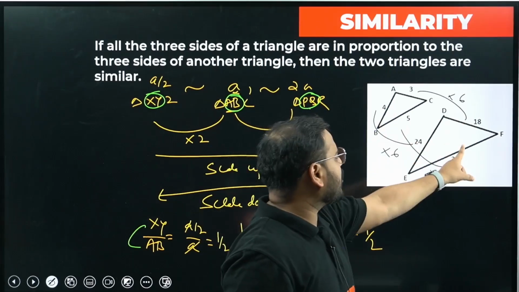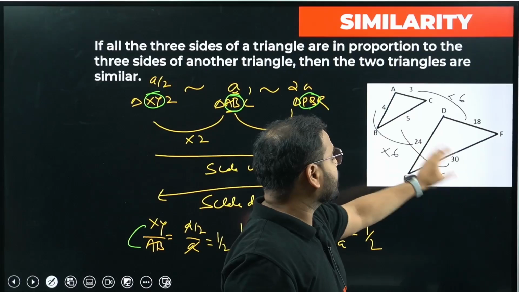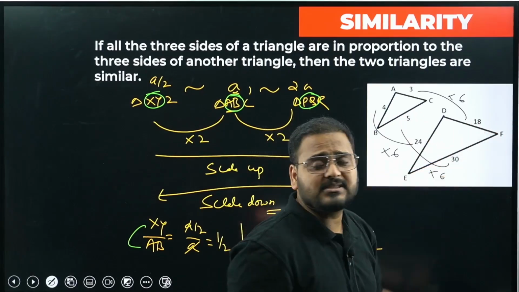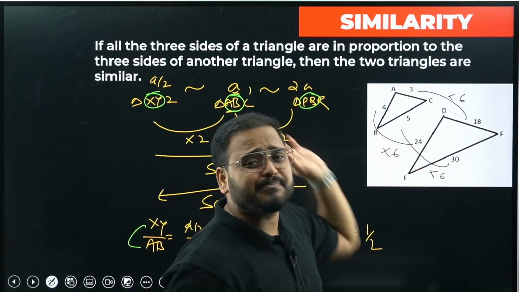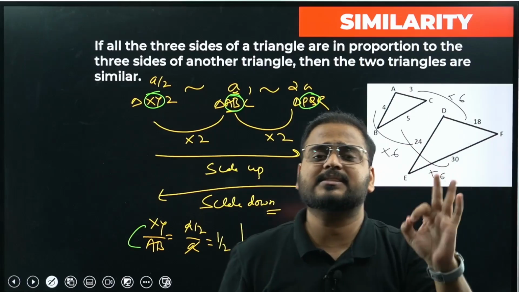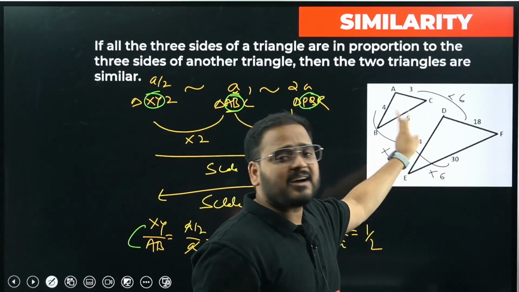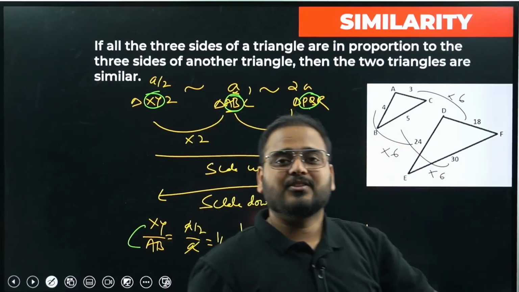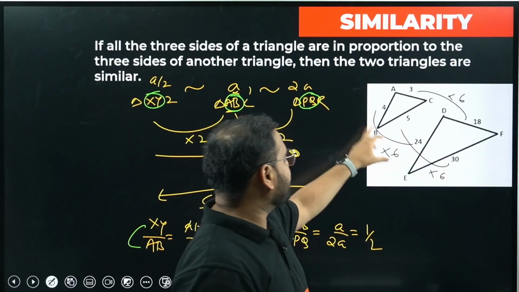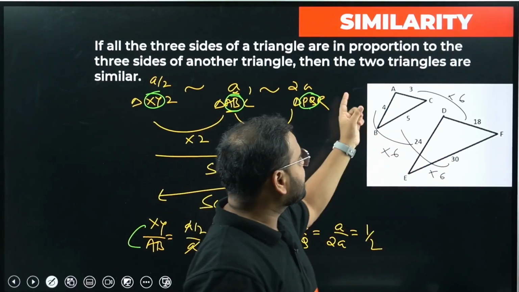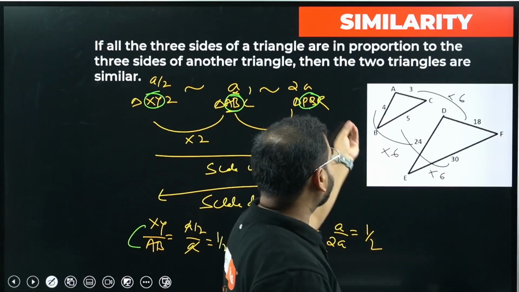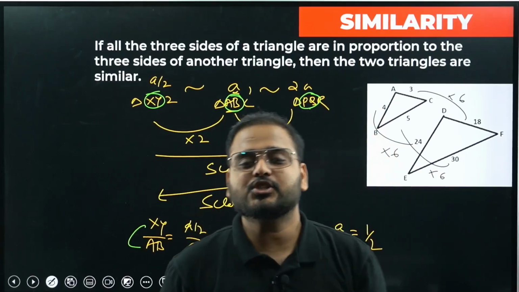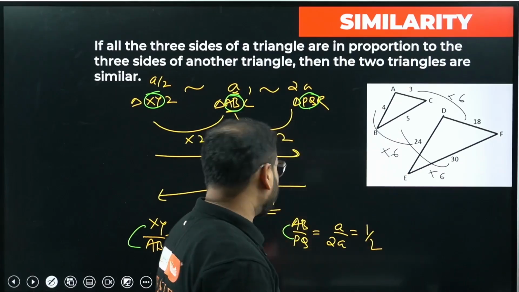Why 5 to 30, sir? Why not 5 to 18? Because I said corresponding side, very important, corresponding side. So 5 and 30 are the corresponding sides, right? So 5 into 6, 4 into 6, 3 into 6. You can see the ratio is the same. 5 by 30 is 1 by 6, 3 by 18 is 1 by 6, 4 by 24 is 1 by 6. So the ratio of the given two sides is the same.